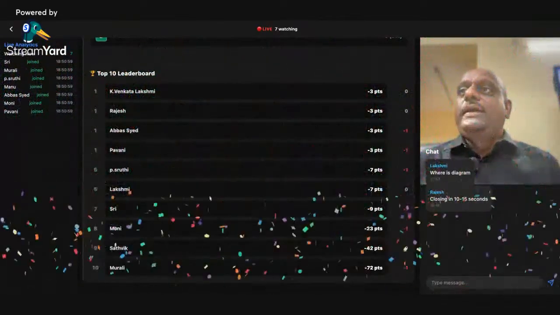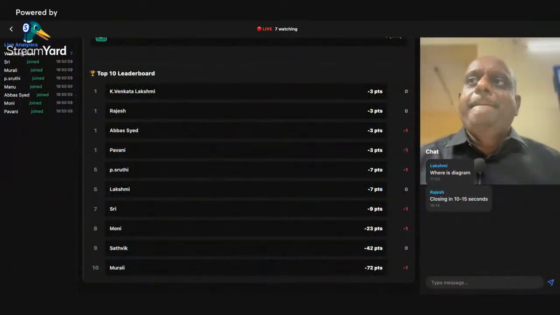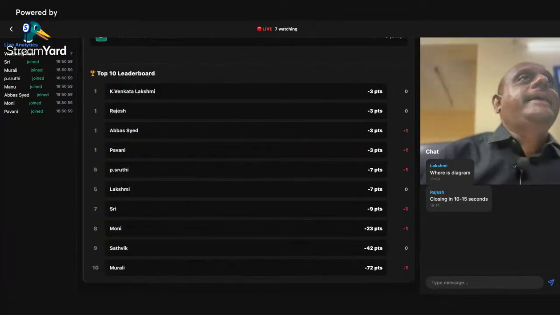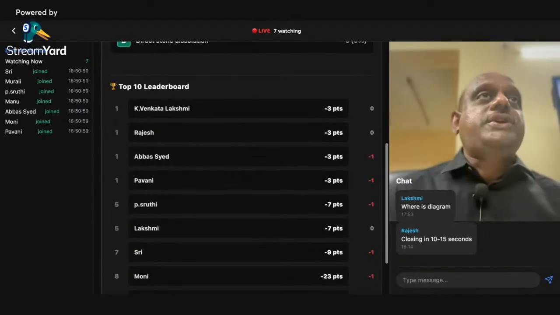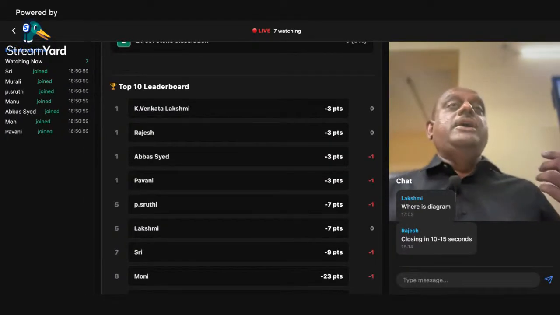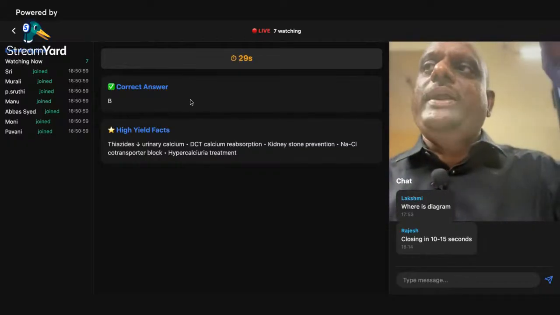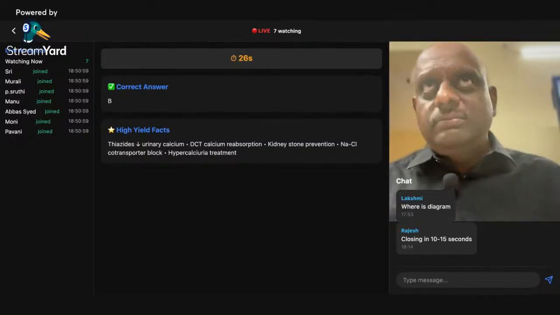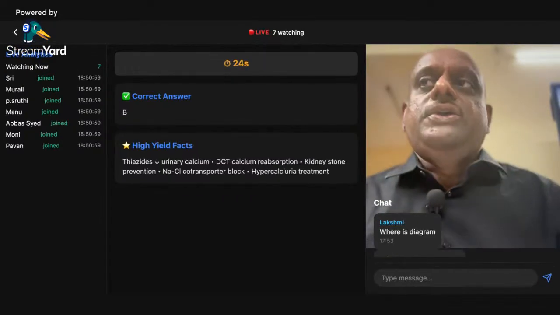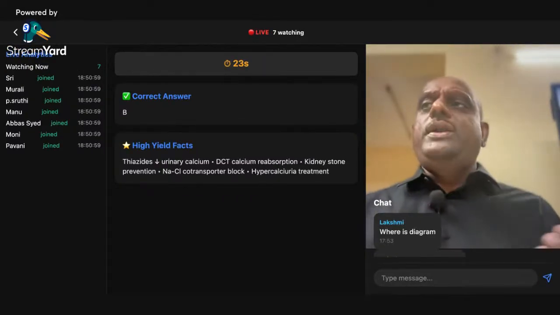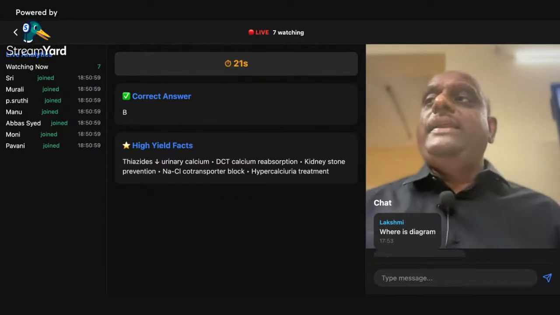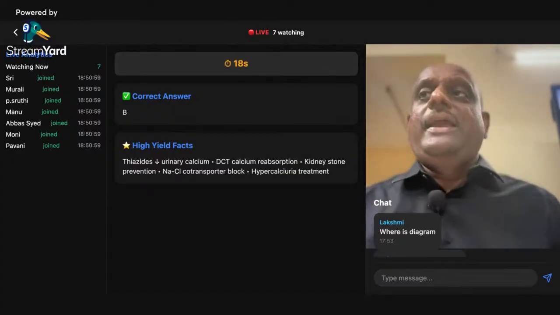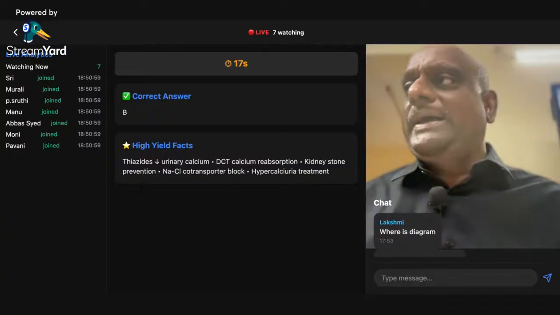Very good. So you can see 5 of you correctly answered. Increased distal calcium reabsorption, so the amount of calcium in the tubular fluid is decreased. That prevents the calcium stones. So thiazides decrease urinary calcium and they typically prevent kidney stone formation, which is what we need to remember.